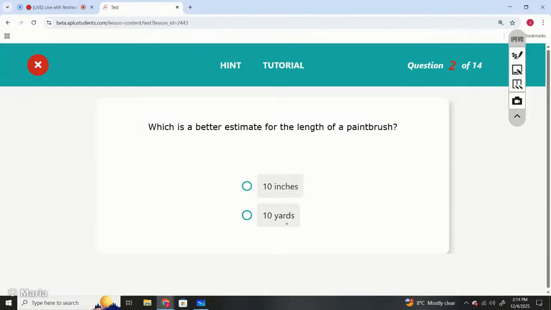Which is a better estimate for the length of a paintbrush? The length of the paintbrush would be 10 inches because 10 yards is too long for the length of a paintbrush.